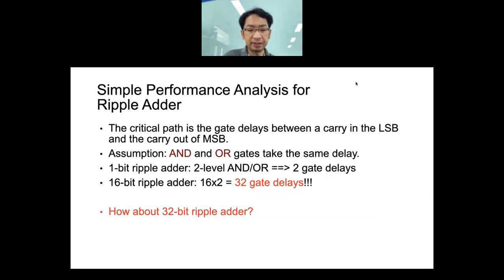This is a very simple performance analysis of a ripple adder. So the question here: how about a 32-bit ripple adder? How much is the gate delay for this circuit? It's a very simple calculation: 32 times 2, 64 gate delays. If I assume that one gate delay is 10 nanoseconds, this is 640 nanoseconds of delay. And what does it mean here?